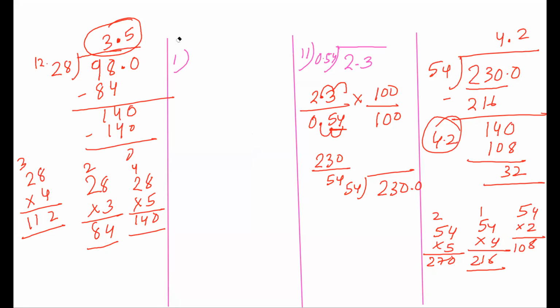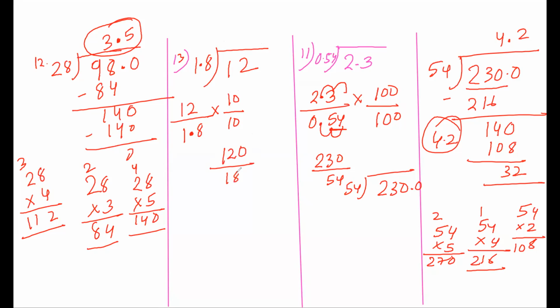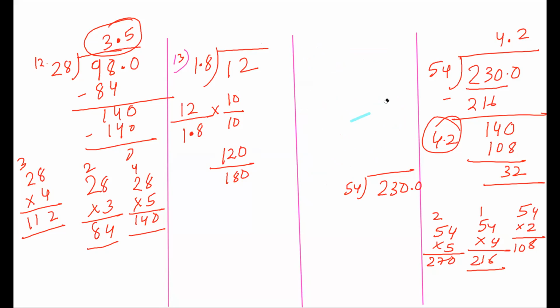Okay. Tell me, question number 13 is 1.8 divided by 12. Is it this? Yeah. So I don't like the point. What should I multiply with? 10. Very good. But I don't leave it like that. Sorry, it's not 180, it's 18.